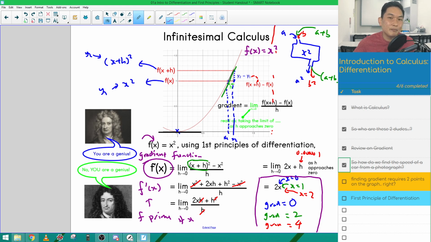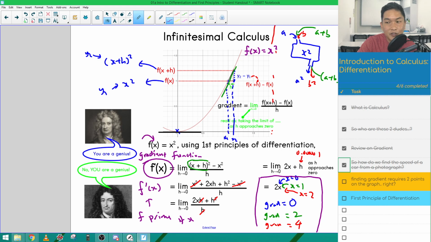Okay, so this is the beauty of differentiation. You are no longer bounded by the natural law of, hey, if you want to find the speed of a car, you need to give me 2 points in time. Not anymore. If you have algebraically the distance time function of your car, I only need 1 point to tell you the speed of the car. Isn't that amazing?